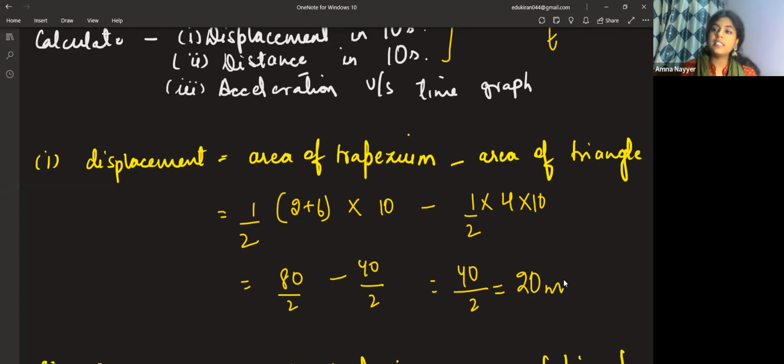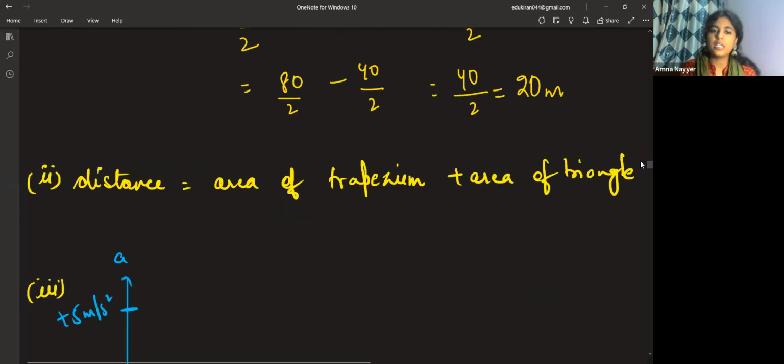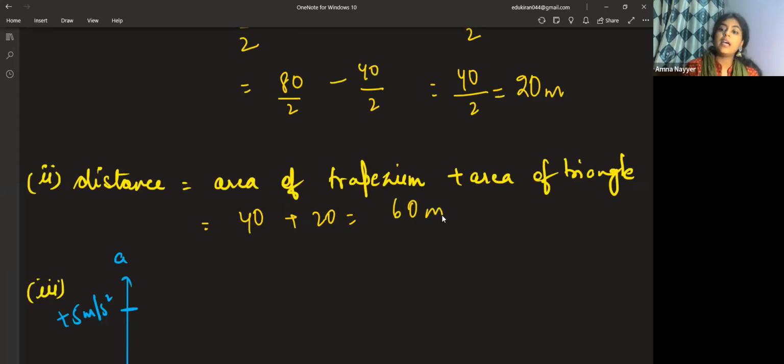Now, for the distance, you have to actually add these quantities. So this becomes 80 by 2, this was 40, plus 20, that becomes 60 meters. This is the difference. Now, coming to the third, last part.